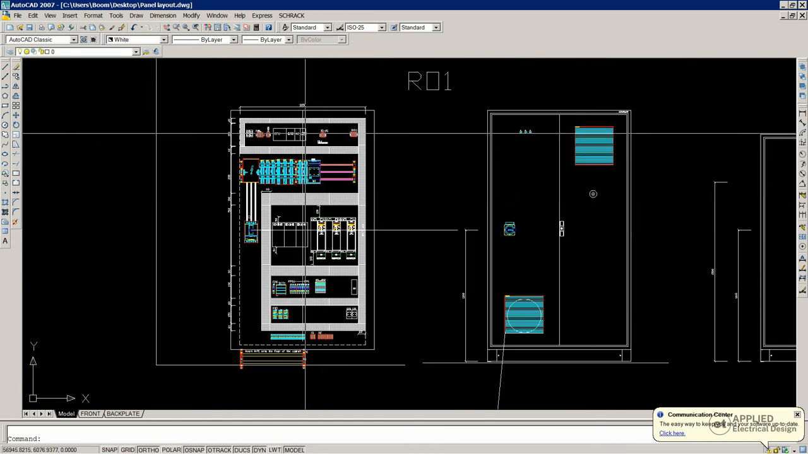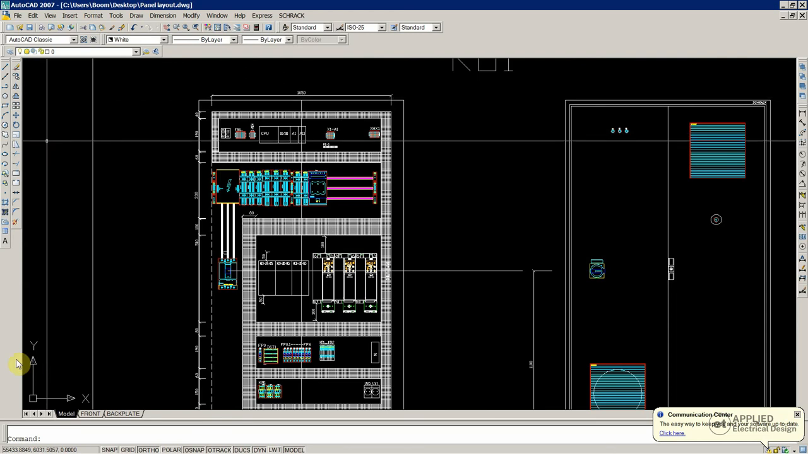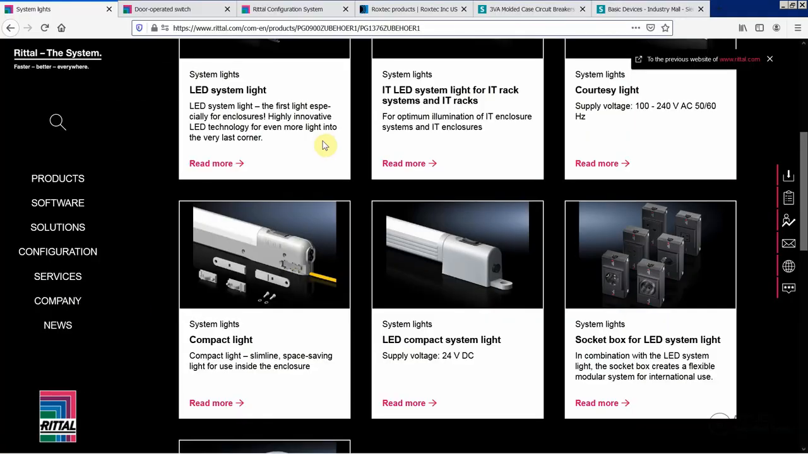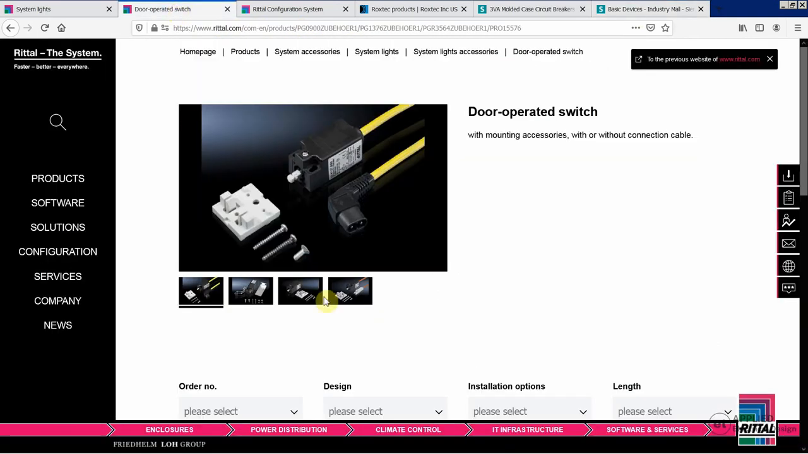Now, one more thing your cabinet should have is a door-operated limit switch. The first one would be for the system light, so your system light is going to turn on only when you open the door, which makes sense. It doesn't make sense, of course, when you close the door and this light stays on.